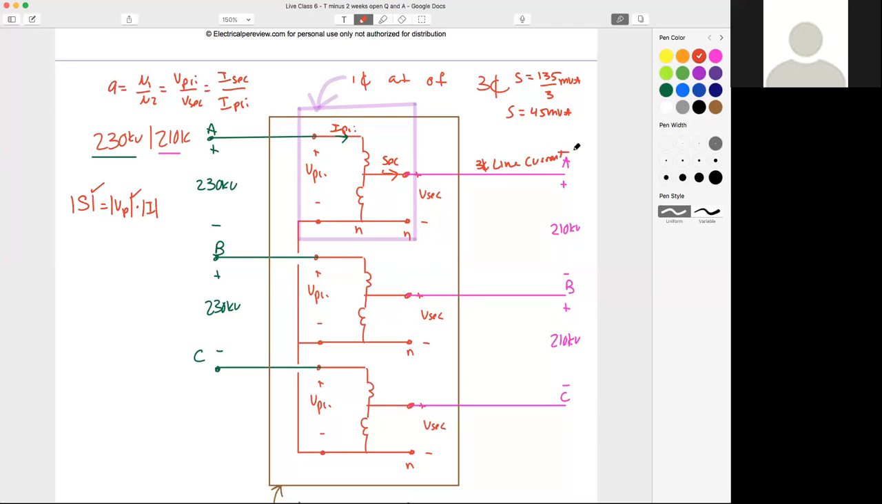How about that? Does everyone see that? So even though it's the secondary current of the single phase from my auto transformer, that's still going to equal my 3-phase line current. So auto transformers are really tricky.